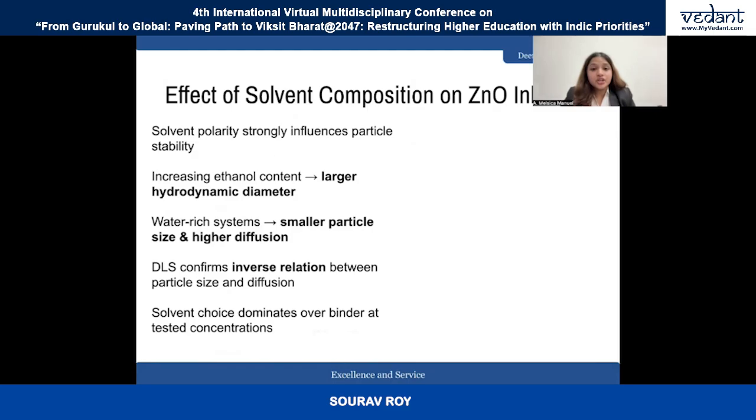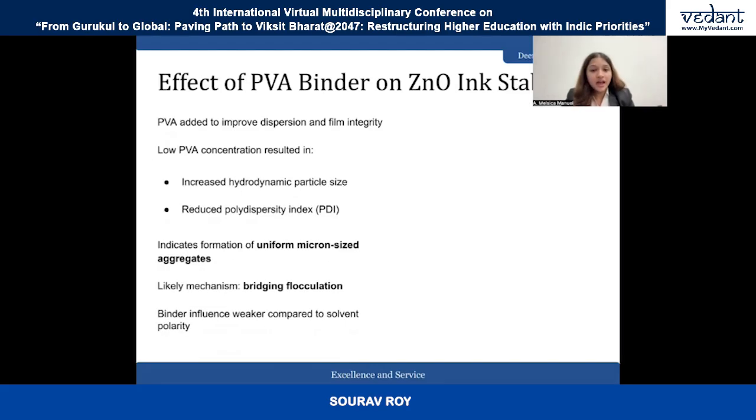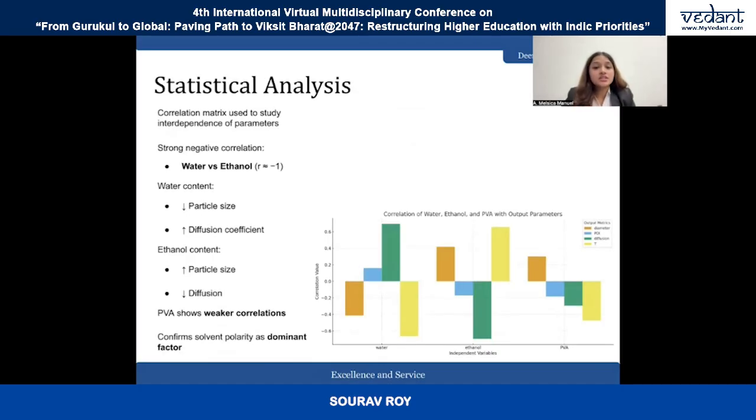The solvent composition had a strong influence on particle size. Water-rich systems produce smaller particle sizes and higher diffusion coefficients, while ethanol-rich systems promote agglomeration. The addition of PVA at low concentration resulted in uniform micron-size agglomerates and reduced PDI. This behavior is attributed to bridging flocculation, where polymer chains connect multiple particles. Statistical correlation analysis confirmed that solvent polarity is a dominant factor, while binder concentration has a weaker influence at the tested levels.